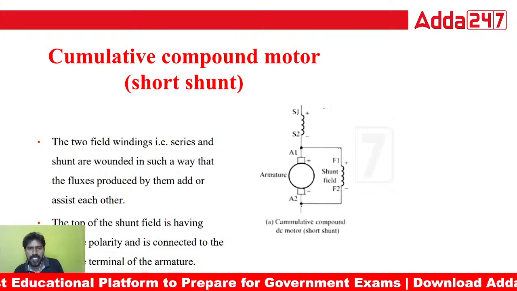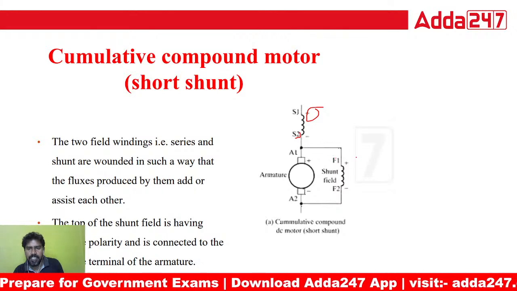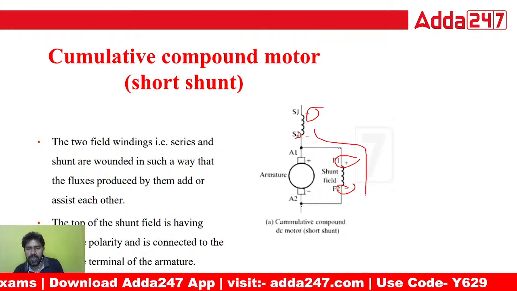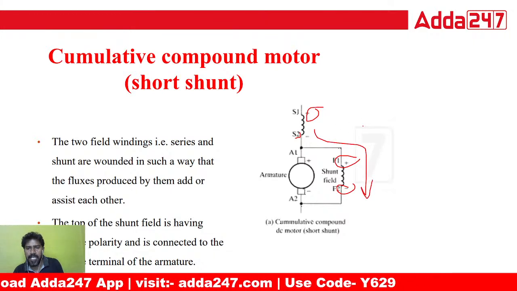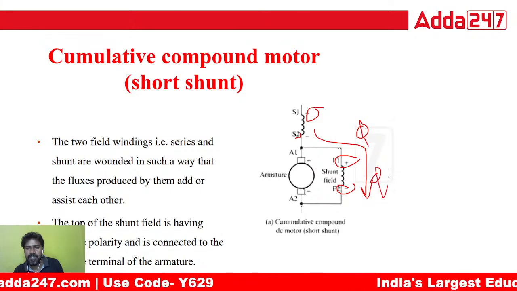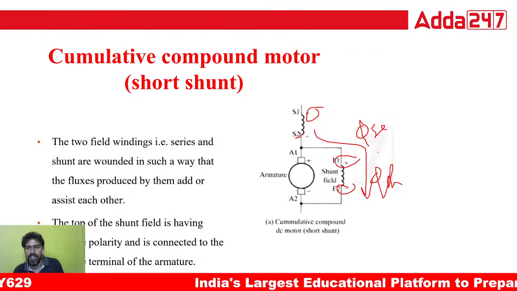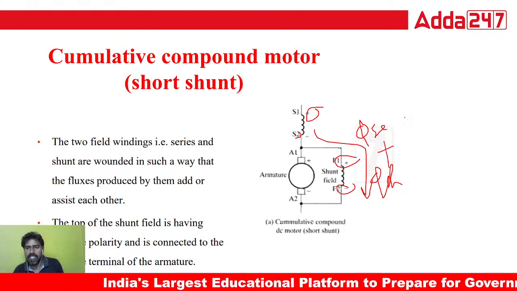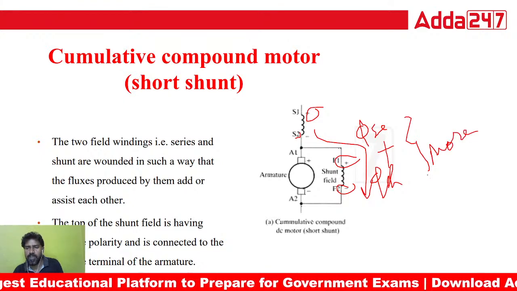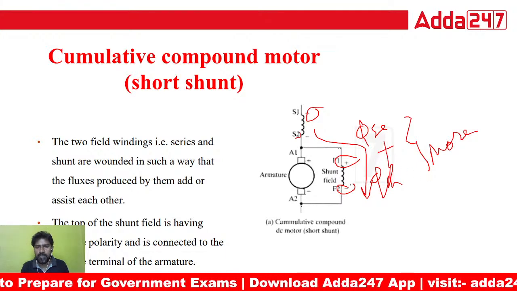Now cumulative and differential compound motors are there. Cumulative means we are adding each other. Whenever the negative of one is connected to the positive of the other, we add the flux of both series and shunt. So the resultant flux will be more. This kind of motor we call a cumulative compound motor.